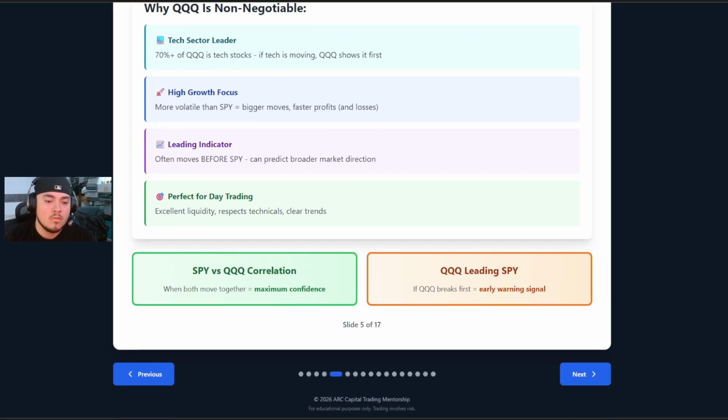Now, if QQQ is leading SPY, if QQQ breaks first, that could be an early warning signal that SPY is going to potentially follow, whether to the downside or the upside. If we're both ranging on QQQ and SPY, and we see QQQ start breaking out to the upside, you could anticipate SPY is going to move to the upside as well. If you see QQQ moving to the downside and SPY is still sitting in the range, you can anticipate that SPY is going to follow and come down as well.